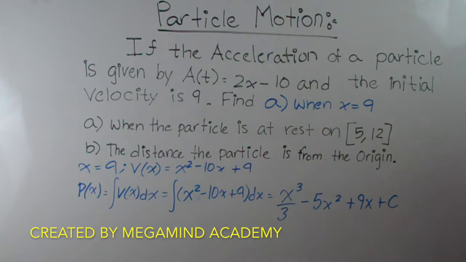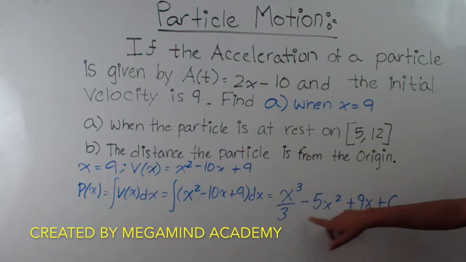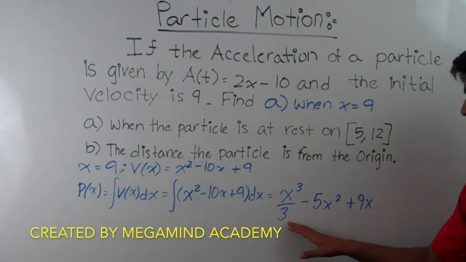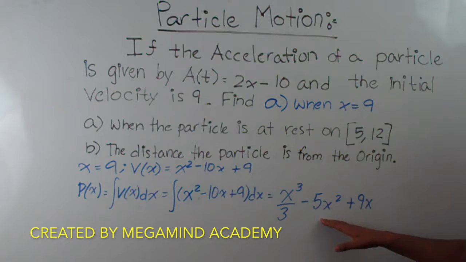So what is this c? Well, we know that the particle has to start at the origin because it's moving to the right from the origin. It didn't specify that in the problem, but it should have. So we know that the particle started at the origin, so p of 0 has to be equal to 0. When we plug 0 into this equation, we get 0 minus 0 plus c is equal to 0. So c is just equal to 0, and we can erase it. So now the position function is x cubed over 3 minus 5x squared plus 9x.